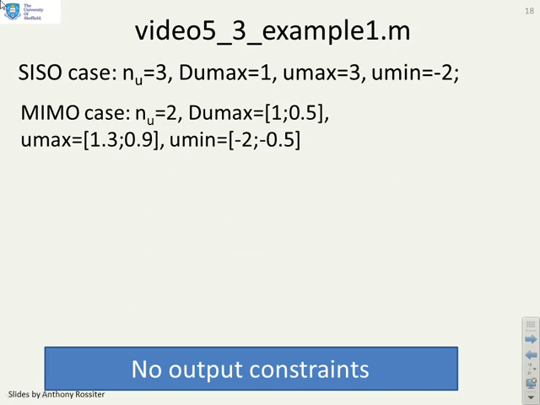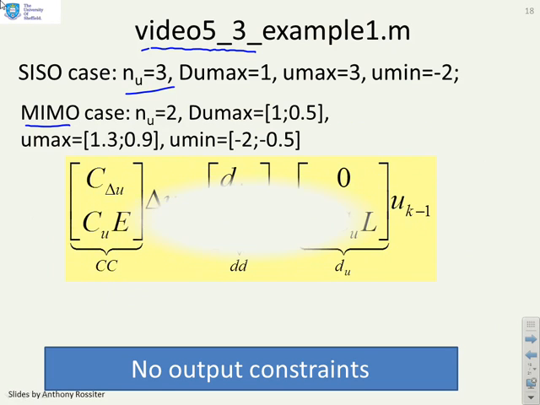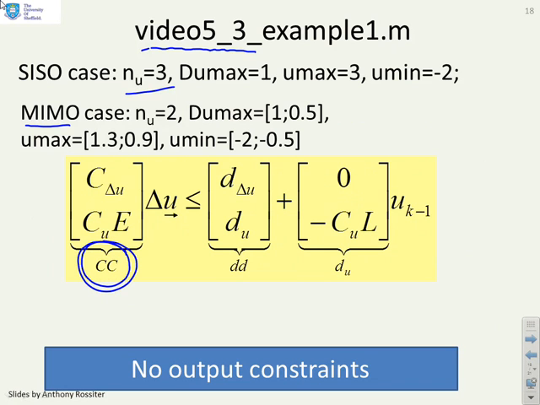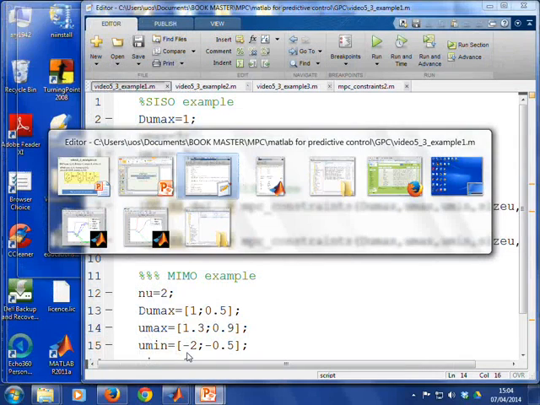Here's the first example then that we're going to look at. video_53 example 1. There's a SISO case and there's a multivariable case. And the key thing we want to look at is how do we generate this matrix here, CC, this vector here, DD, and this vector here, DU. You'll notice this example has got no output constraints. So let's just go and have a look.